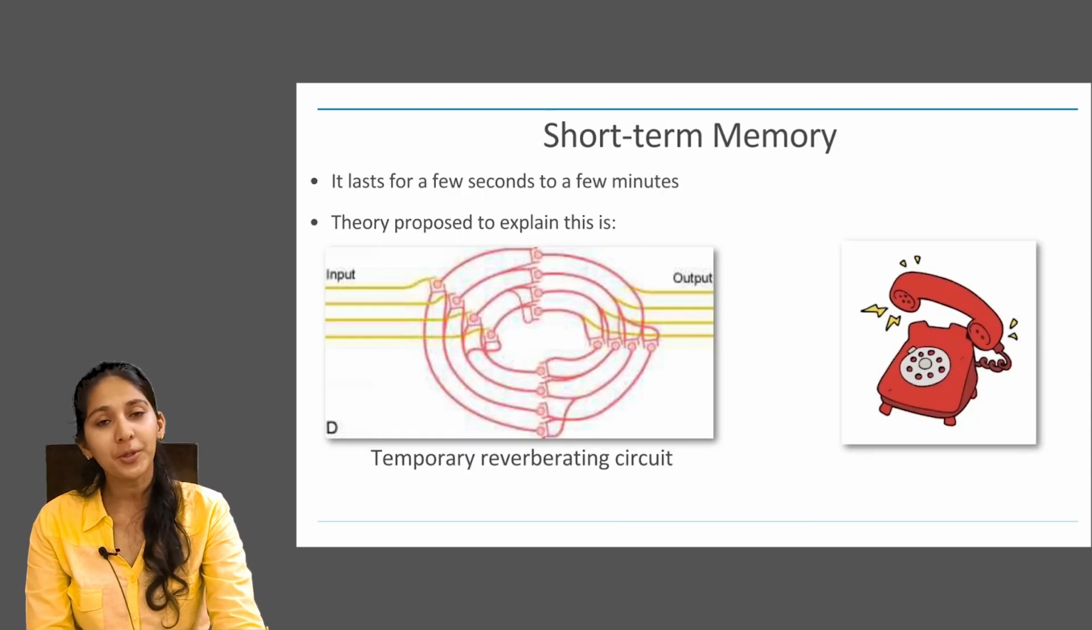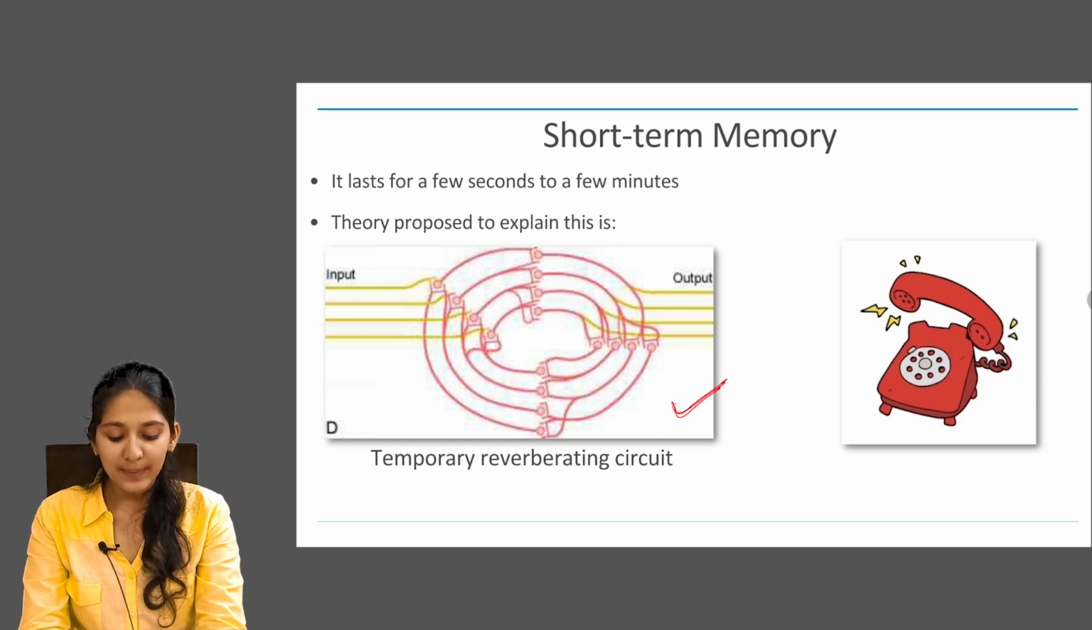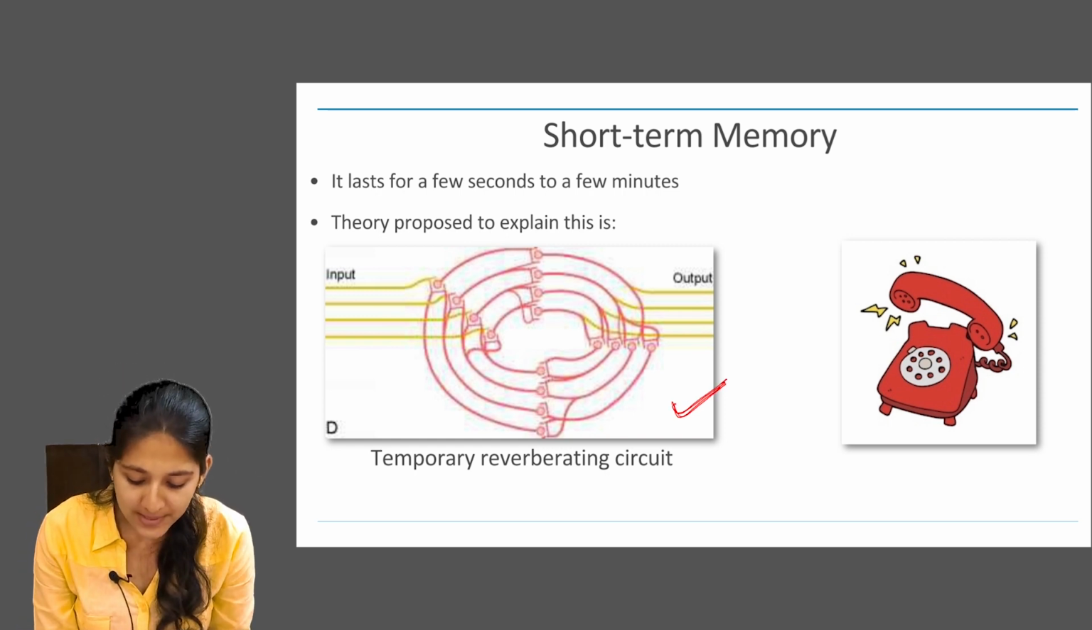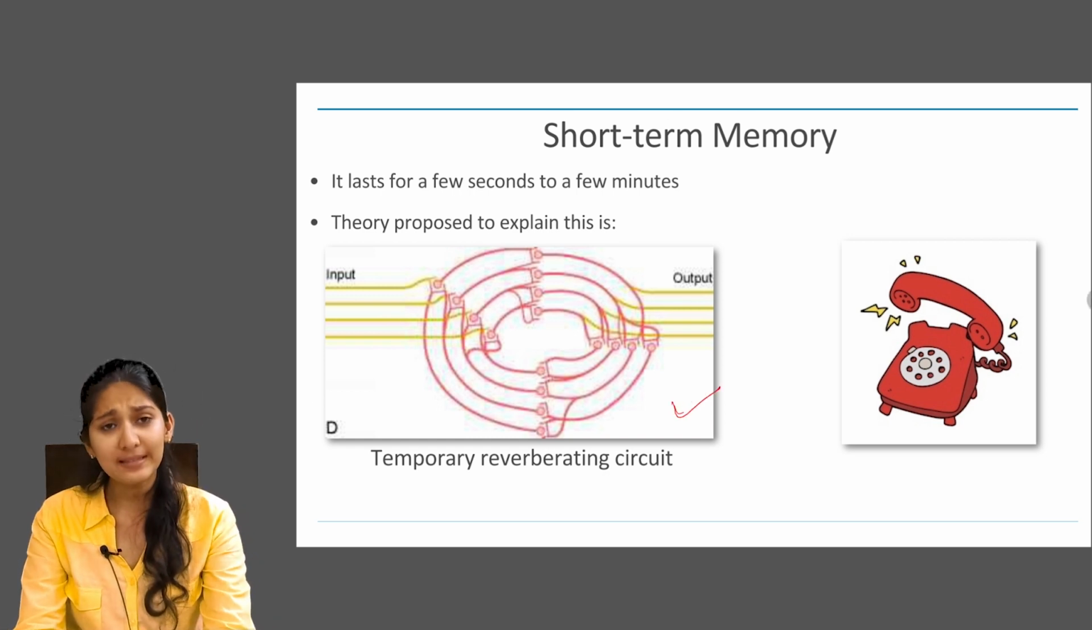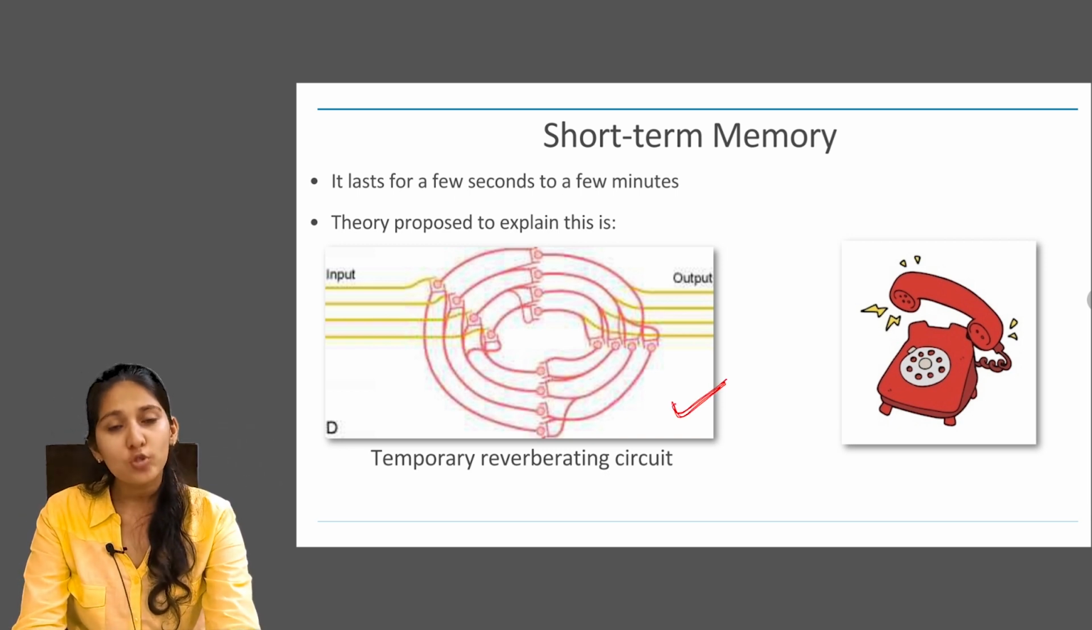Let's start with short-term memory. This kind of memory lasts only for a few seconds to a few minutes in the brain. This theory is explained by temporary reverberating circuits. That is, the neurons form circuits like this, shown in the picture. Only as long as you keep thinking about that information will it be stored in your brain.